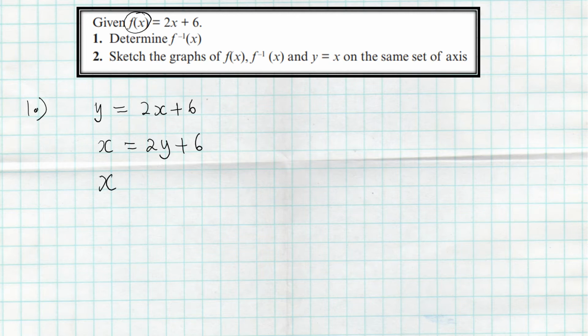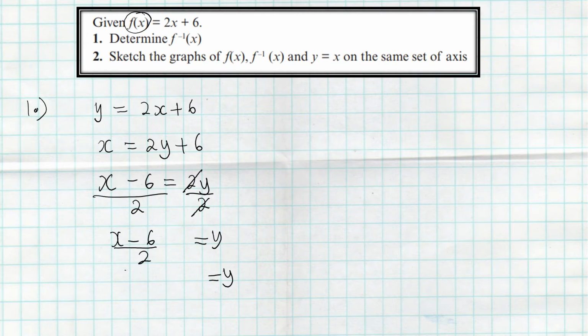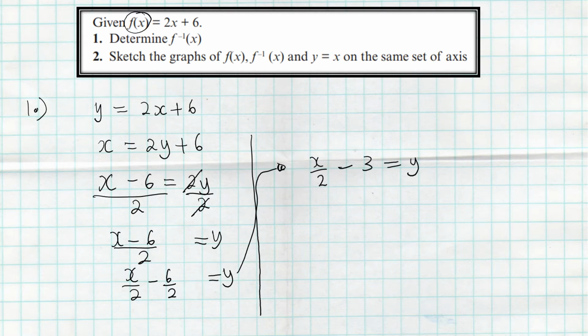So we need to solve for y. In order to solve for y, I'm going to take 6 to the other side to be minus 6, so x minus 6 equals 2y. Then to solve for y, I divide both sides by 2. These 2 cancel these 2. Then I have y equals x minus 6 over 2. But I can simplify this to say x over 2 minus 6 over 2, which is x over 2 minus 3 as my y.